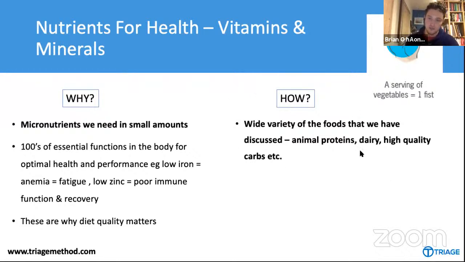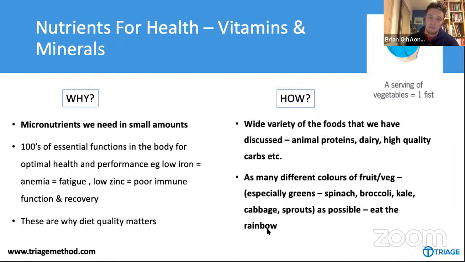So the foods that we've discussed already: animal proteins, an excellent source of nutrients; dairy products; and the higher quality carbohydrates, as I've mentioned. Fruits and vegetables are a fantastic source of nutrients. So between animal proteins, dairy products, and fruit and veg, that's how you're going to tick off all your micronutrient boxes, right? As many different colors as possible is a really good rule of thumb, or to eat the rainbow. And particular emphasis on green vegetables like spinach, broccoli, kale, cabbage, and Brussels sprouts, because they're the ones people tend to neglect, and they also have generally the most nutrients in them.